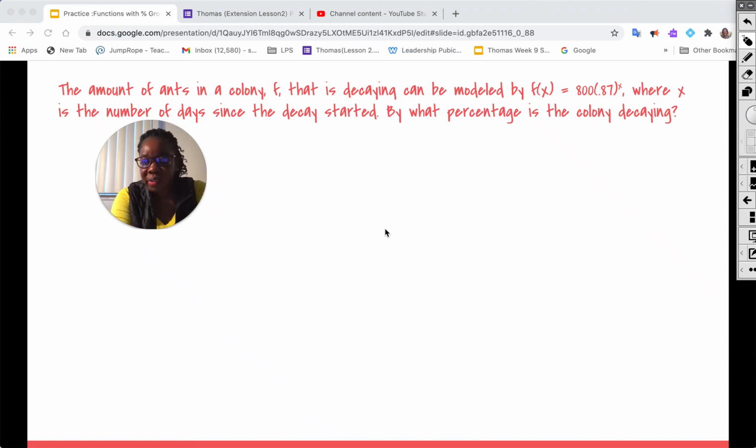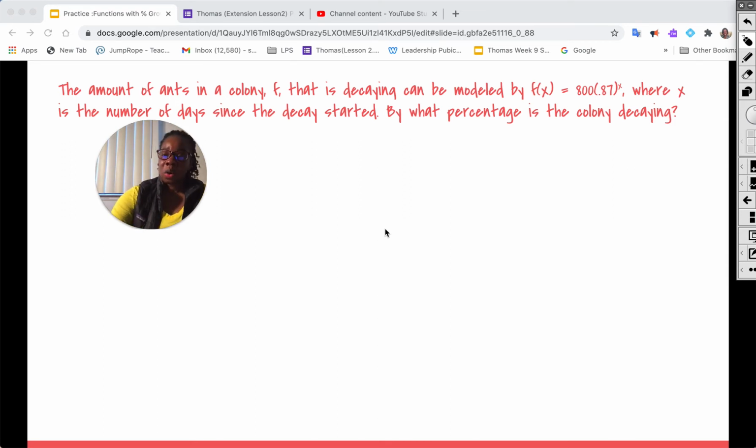So this question says the amount of ants in a colony F that is decaying can be modeled by f of x is equal to 800 times 0.87 raised to the x, where x is the number of days since the decay started. By what percentage is the colony decaying? And then we want to write an expression that shows the amount of ant population that is lost after a week. And also we want to calculate the remaining population of ants after 3 days.